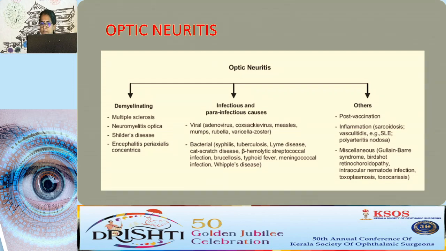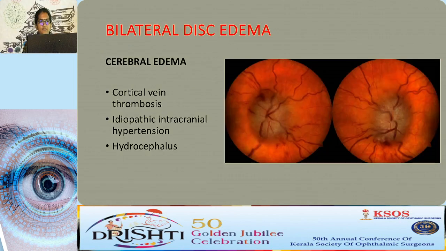Diagnosis is a bit tricky, but there are cases reported in this. Inflammation, sarcoidosis is an important cause, and many other causes like Guillain-Barré, birdshot retinochoroidopathy, toxoplasma, toxocara, can all present with optic neuritis. So now let's go to cases of bilateral disc edema.